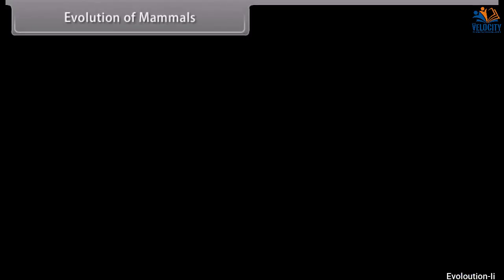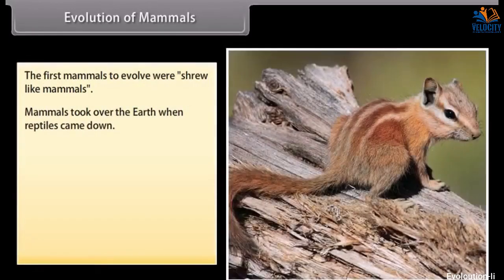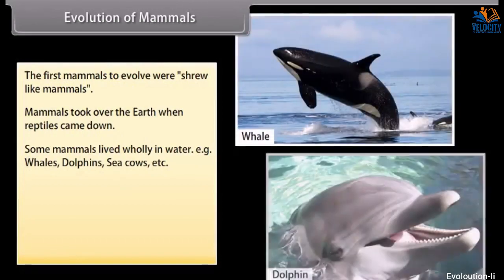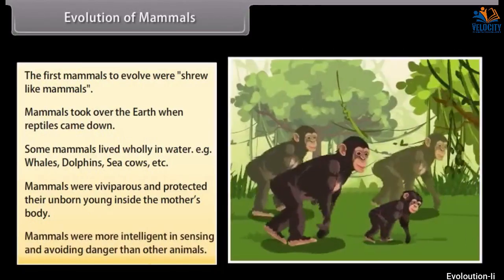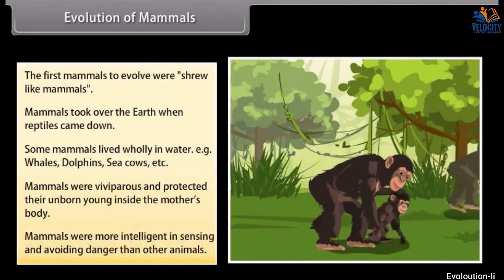Evolution of mammals. The first mammals to evolve were shrew-like mammals. Mammals took over the earth when reptiles came down. Some mammals lived wholly in water. Example, whales, dolphins, sea cows, etc. Mammals were viviparous and protected their unborn young inside the mother's body. Mammals were more intelligent in sensing and avoiding danger than other animals.